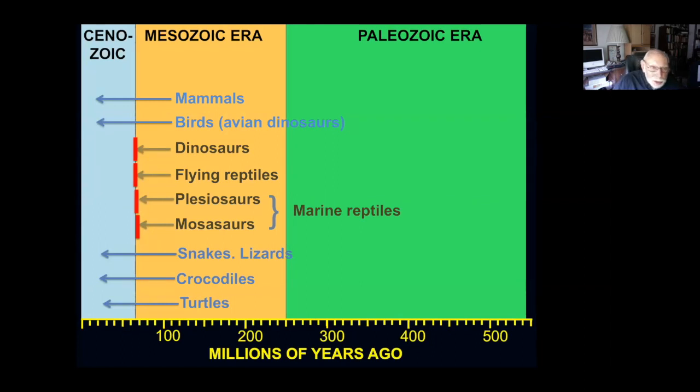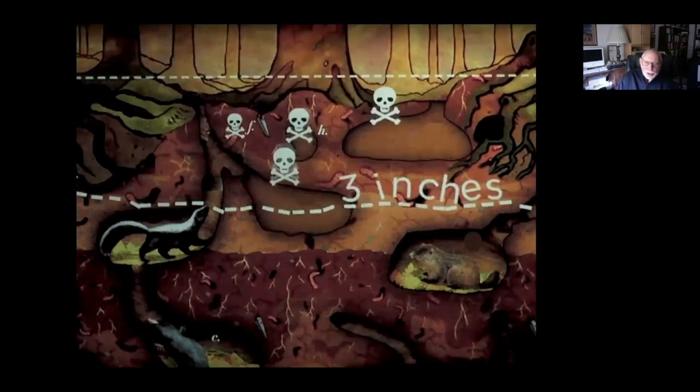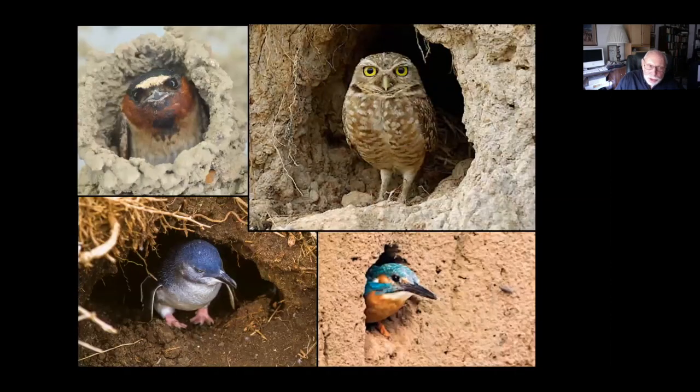So we look at the survivors. We've got the mammals, the avian dinosaurs, the birds, snakes, lizards, crocodiles, and turtles. The dinosaurs, the flying reptiles, the marine reptiles are all gone. And one way you could protect yourself from that heat was being underground. It's been estimated that 3 inches of soil might have been enough to protect anything from that vast heat on the surface. Well, mammals live underground, and today so do a fair number of birds.